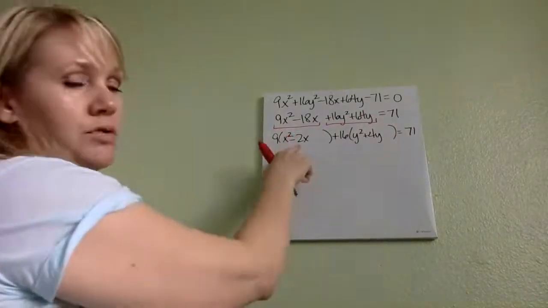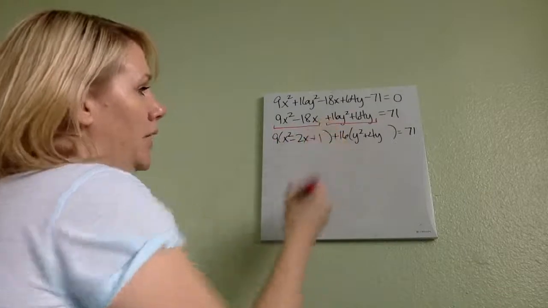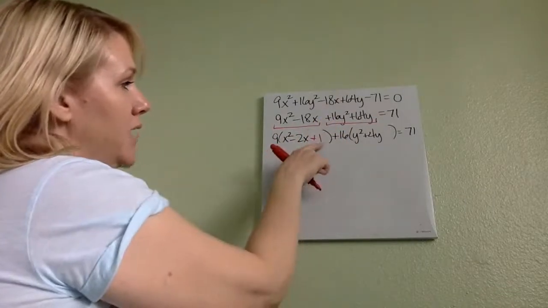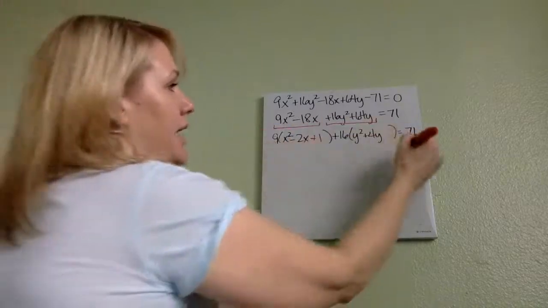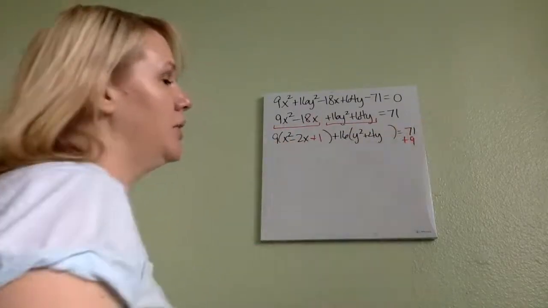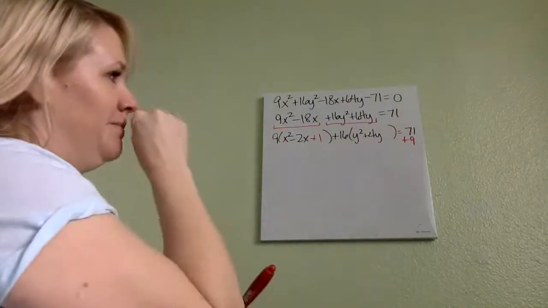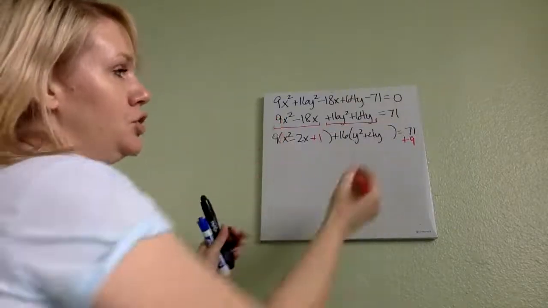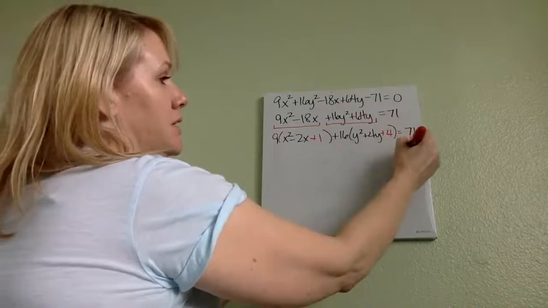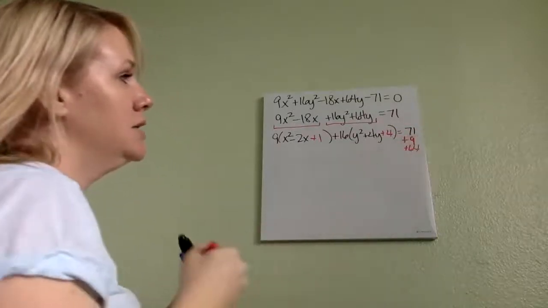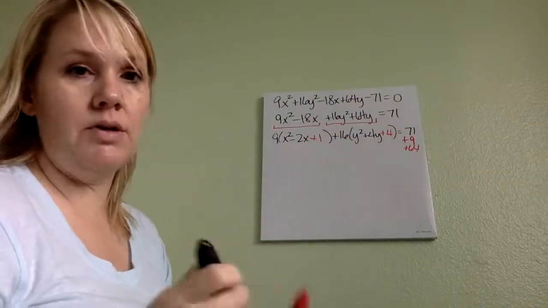So half of 2 is 1, 1 squared is 1. And then this 1 is actually a 9, right? The 9 in front multiplies. So 1 times 9, I'm going to add a 9 to the right side of the equation. And then half of 4 is 2, and 2 squared is 4. And then 4 times 16 is 64. So I'm adding 64 to the right side of the equation.